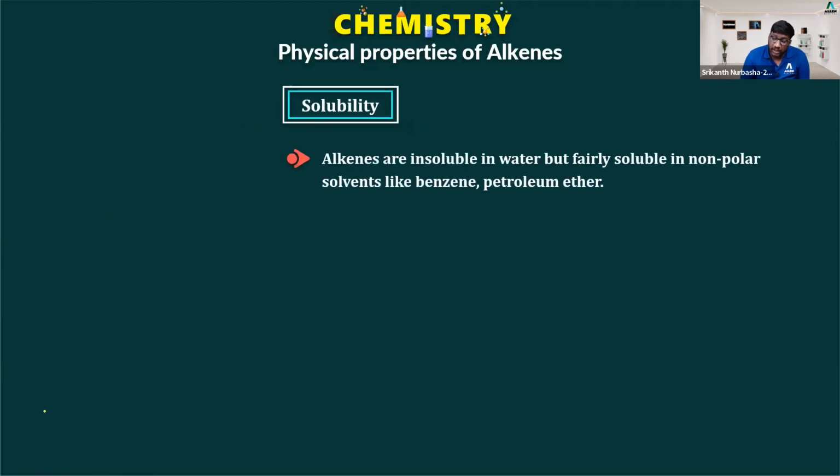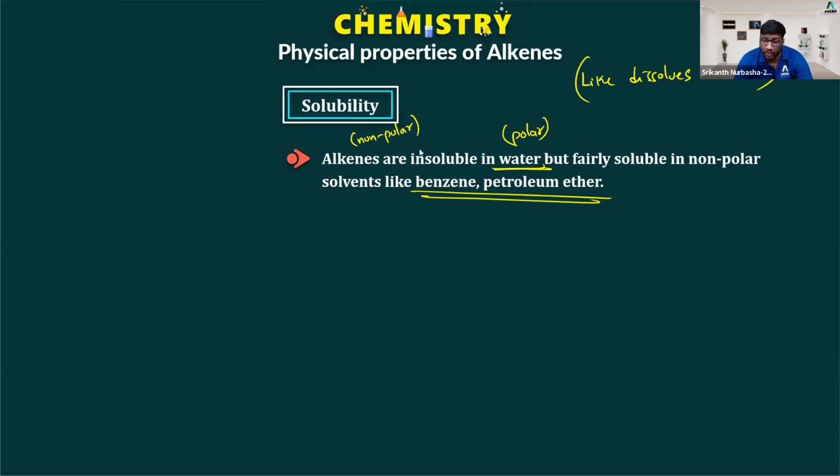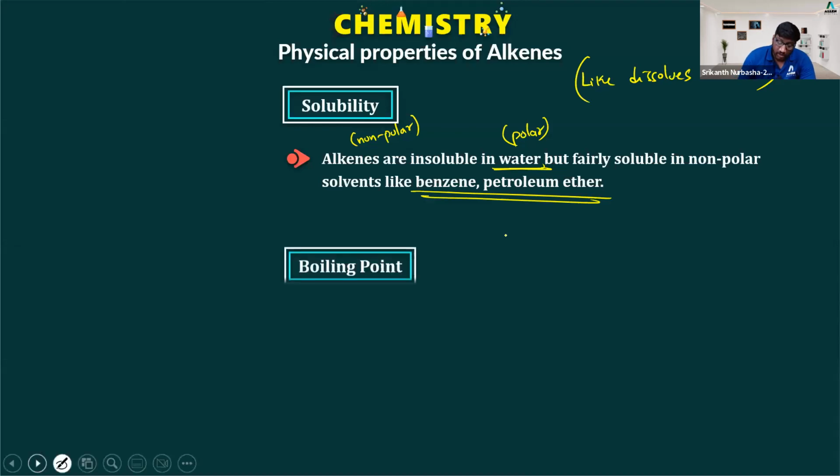Solubility: alkenes are insoluble in water because water is polar and alkenes are non-polar. Polarity in alkenes can be developed in the presence of some other reagents, like through the electromeric effect. Alkenes are insoluble in water but fairly soluble in non-polar solvents like benzene and petroleum ether because like dissolves in like. We always go with the philosophy like dissolves in like. Alkenes are non-polar, so they dissolve in non-polar solvents.